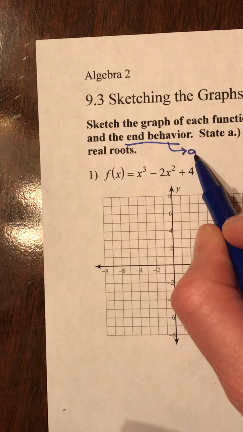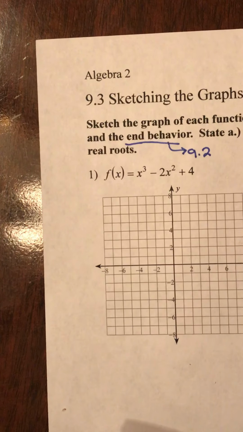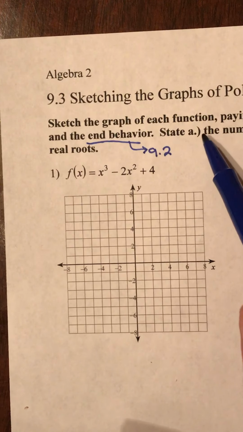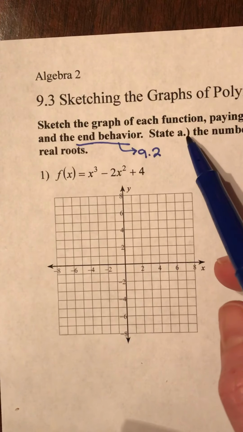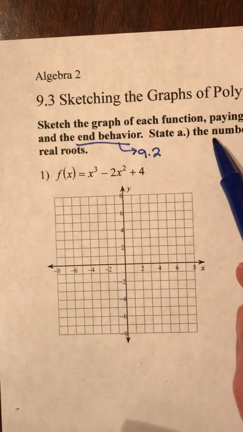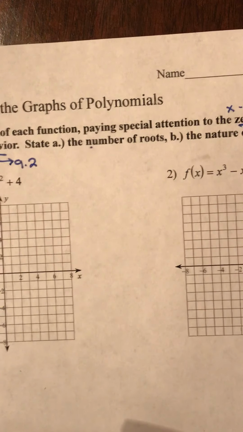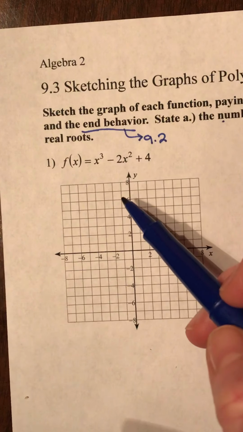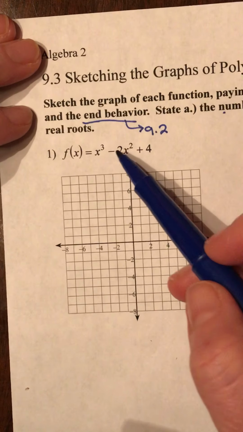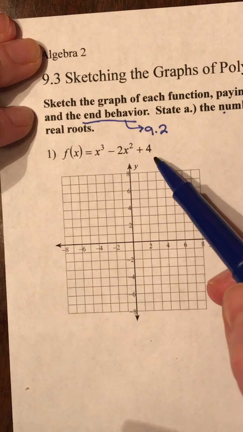End behavior was 9.2. If you missed 9.2, you should go back and take notes on 9.2. So once we sketch these graphs, we have three things we need to state: the number of roots, the nature of the roots, and the name of the real roots. So let's take a look at number one. Number one says f of x equals x cubed minus 2x squared plus 4.